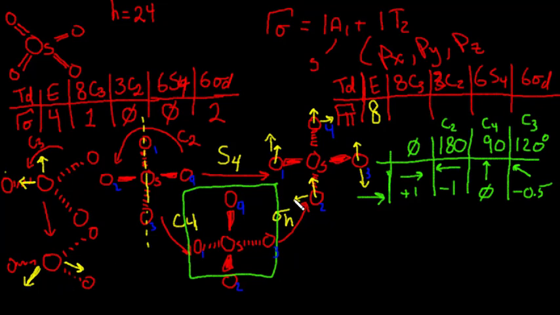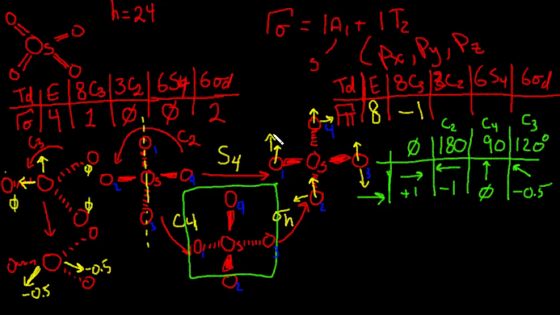Now, because each vector is going 120 degrees, this vector would be assigned a -1/2, and this vector is assigned a -1/2 as well. So overall, we have a -1 for C3. Now remember, the other oxygens are zeros because they actually moved.